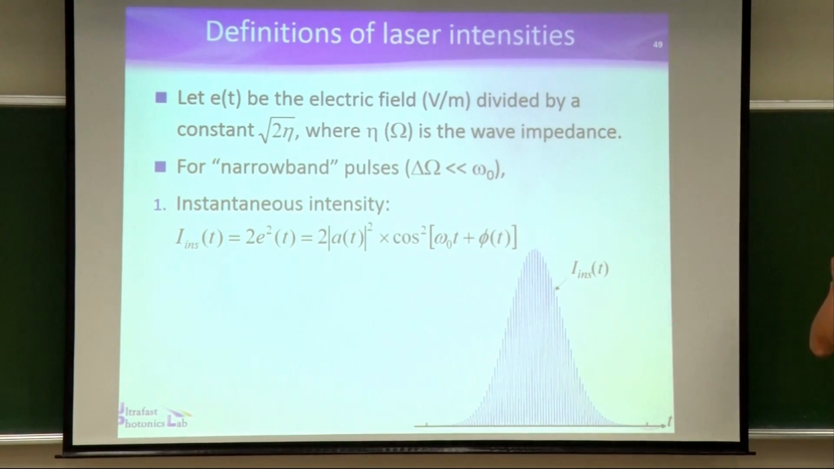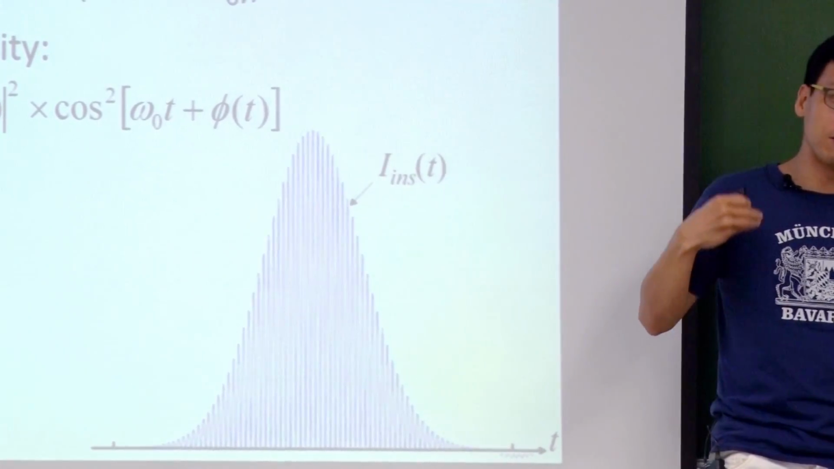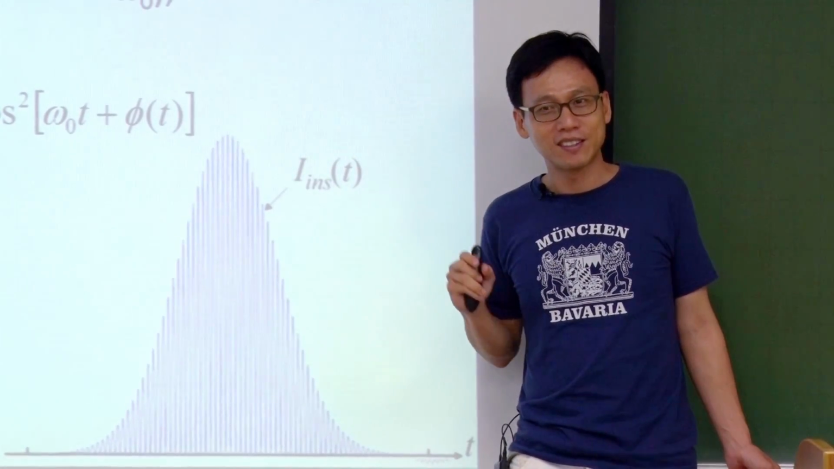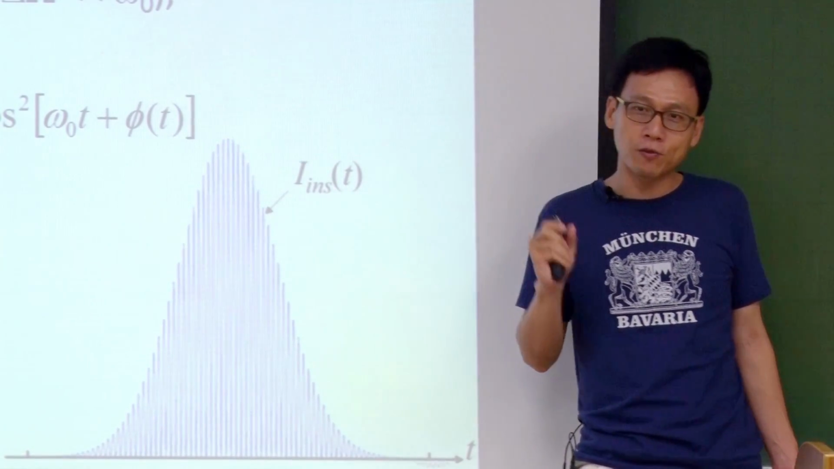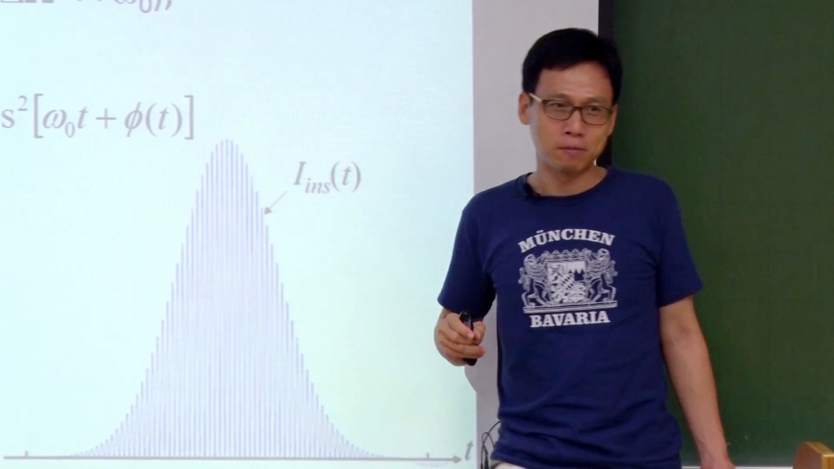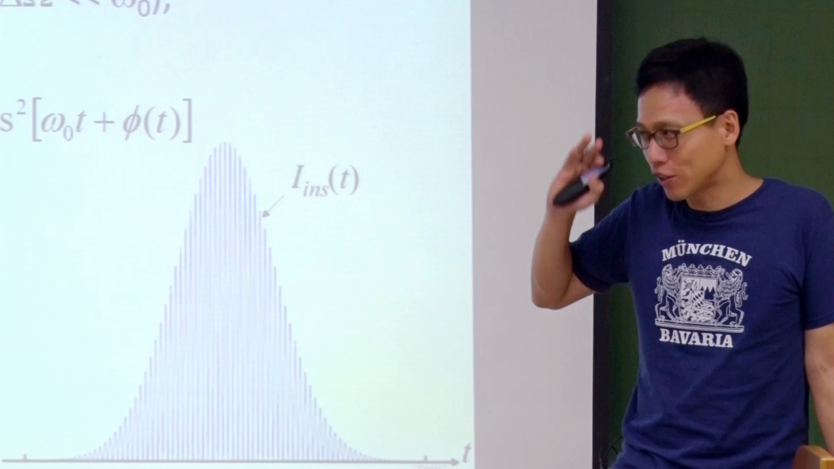It means if you have a detector with infinite bandwidth, fast enough, and you use it to detect the optical field, then you can get a trace like the blue curve, oscillating very, very fast. How fast? The detector has to be at least twice as fast as the carrier frequency. Then you can get this. But so far we don't have a detector like this, so it's just an imaginary case.